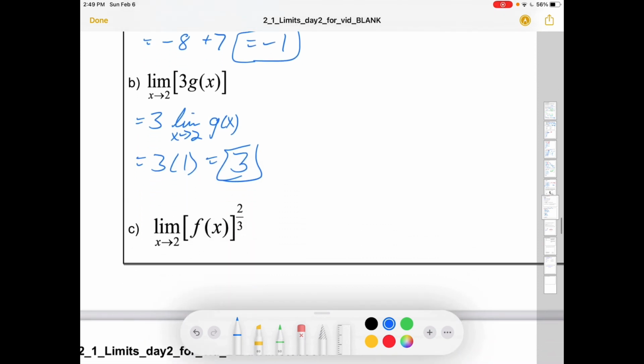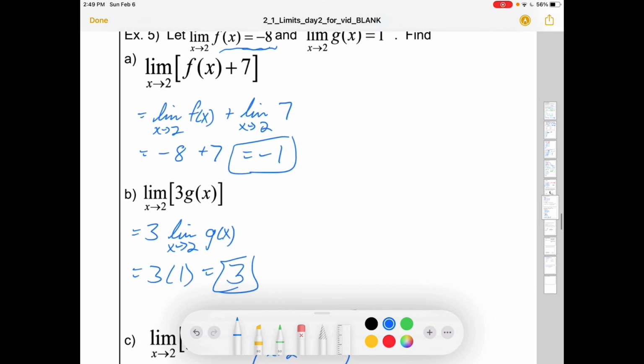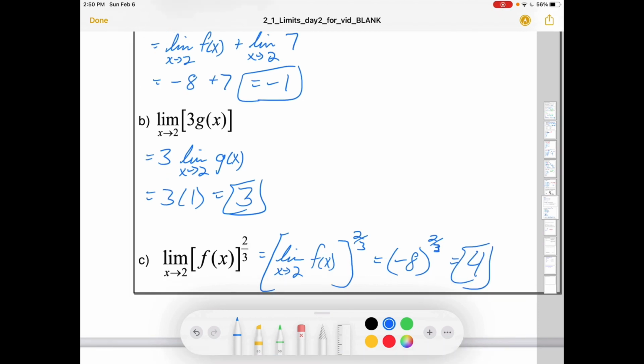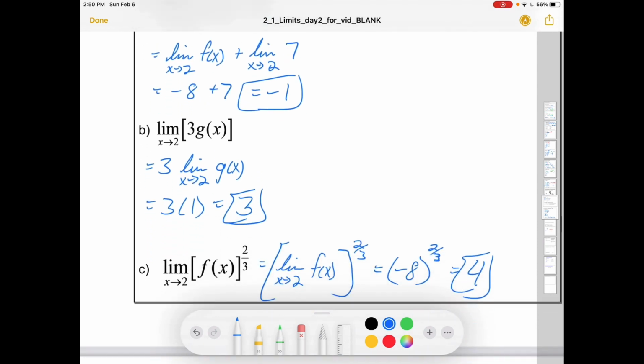And then that very last one was saying, well, what if you have powers? You can do the limit and then apply the power if you want. So the limit as x goes to 2 on f of x is negative 8. So it would be negative 8 to the 2/3, okay, which is the cube root of negative 8. That's negative 2. Squared is 4. And again, if you just said, that looks like negative 8, and I'll apply those powers, you'll probably be right.